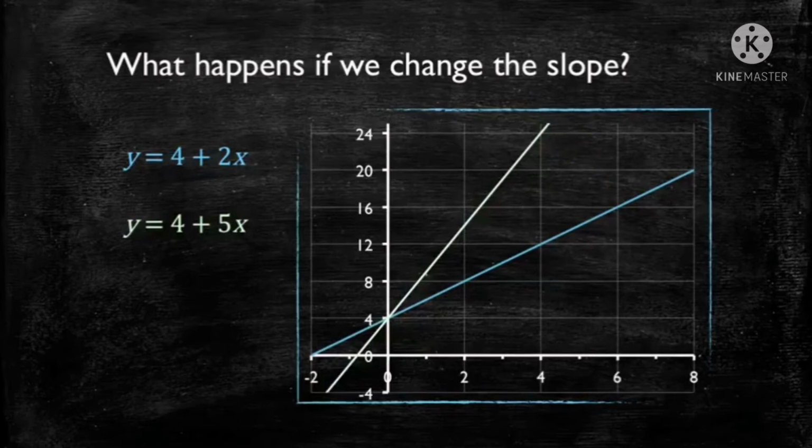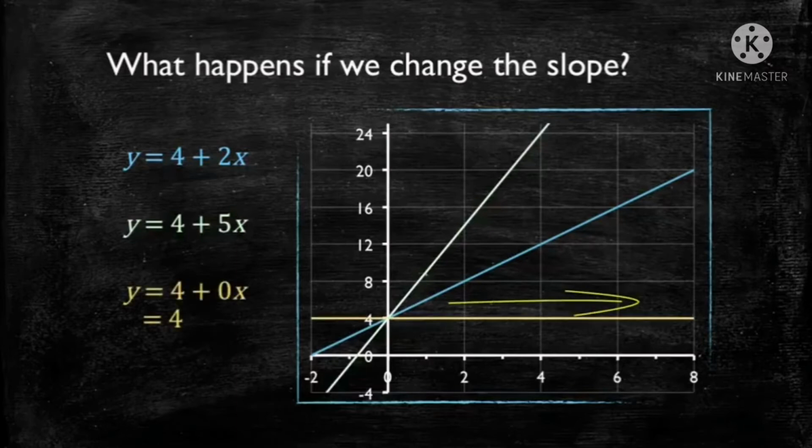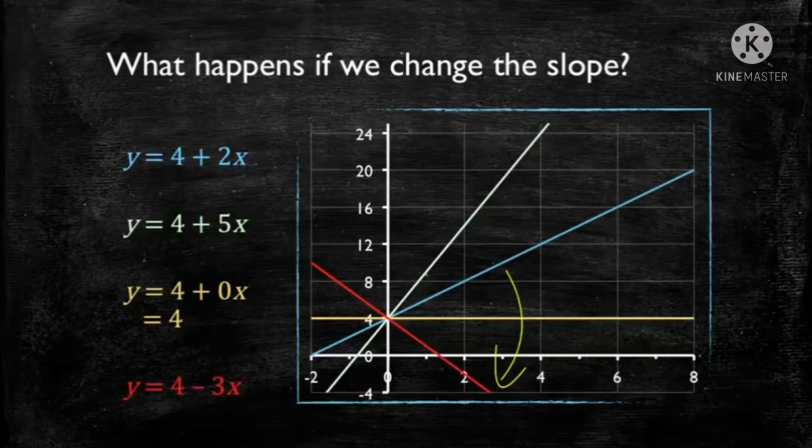What would happen if we had a 0 slope? This would mean that it doesn't matter what value x has, y will always be 4. And if we go all the way around to a negative slope, minus 3 in this case, we have a downward slope, and this represents that y will decrease 3 units for every unit of x.